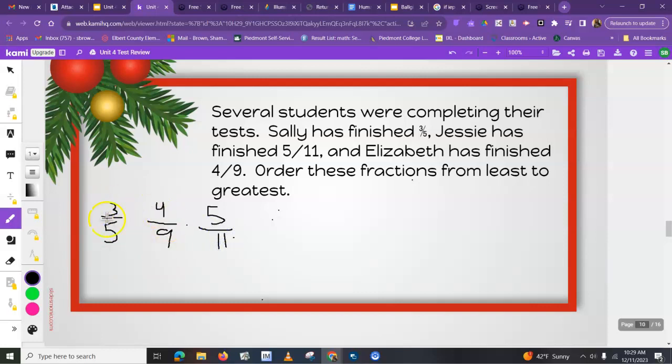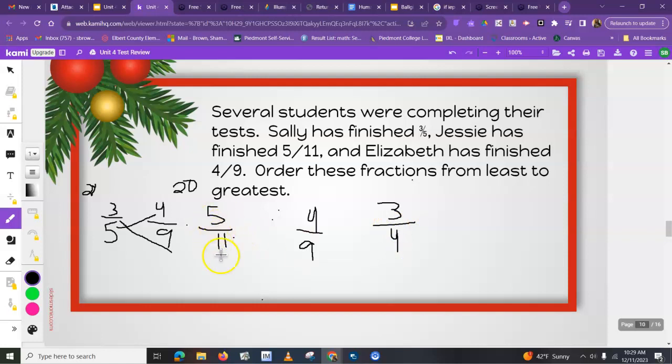So I can check these two first to see which one is bigger. I can go ahead and do 3 times 9 and 4 times 5. So 3 times 9 is 27, and 5 times 4 is 20. So I know that this fraction is bigger than this fraction. It says order them from least to greatest, so that's the biggest thing, you have to remember what it's telling you to do. So I know 4/9 would be smaller than 3/5. So I'll go ahead and put those in order.